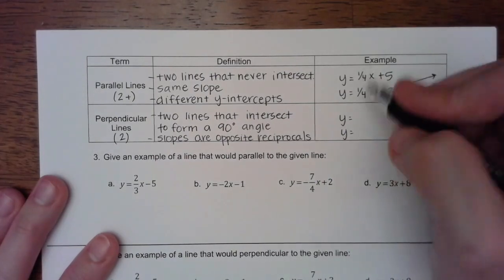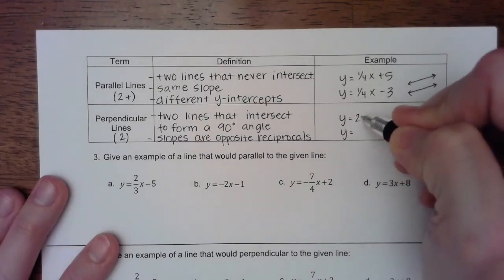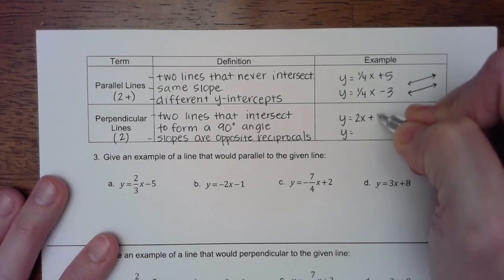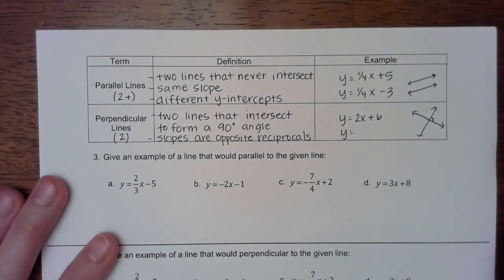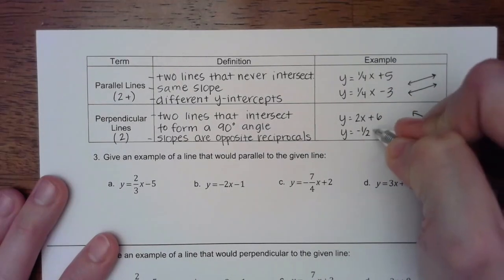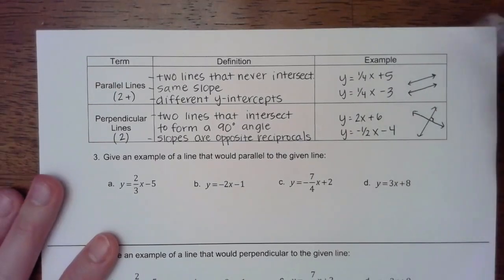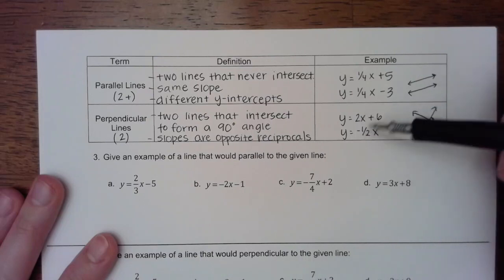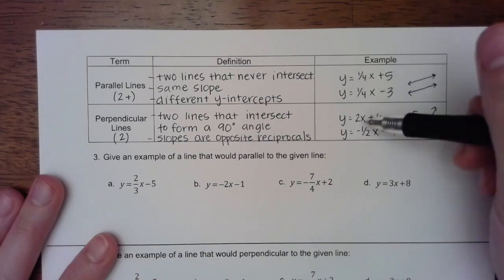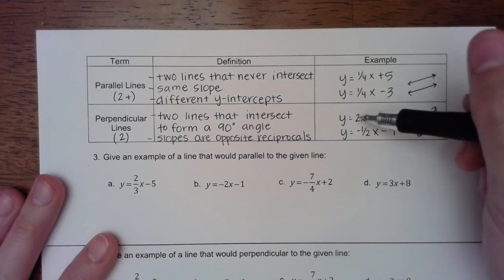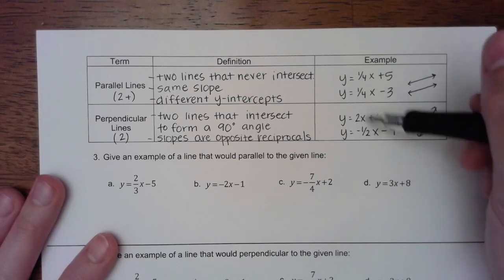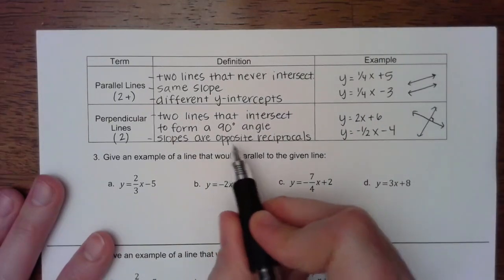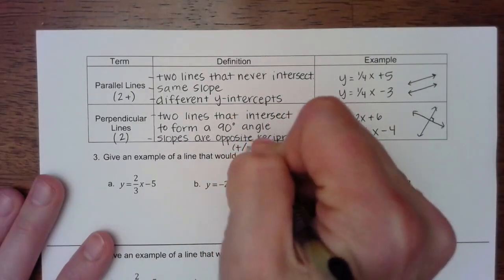So let's see. One of the lines might be y equals 2x plus 6. And then the other line could be y equals negative 1/2 x minus 4. And so it's not these numbers that matter. It's these numbers right here that I want you to look at. So when you're finding out if lines are perpendicular or not, one of them has to be positive and one of them has to be negative. Or it could be the other way. This one could be negative and this one could be positive. That's the opposite part. So one of them will be plus and one of them will be minus.